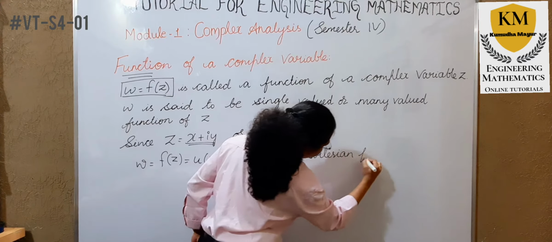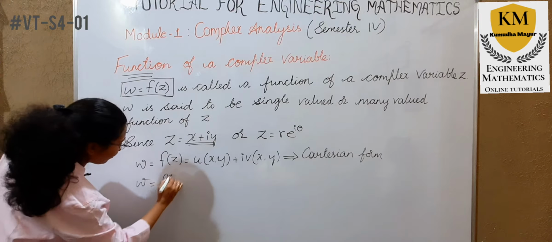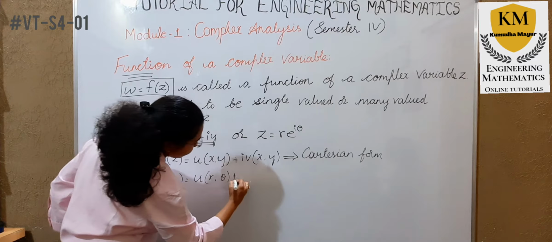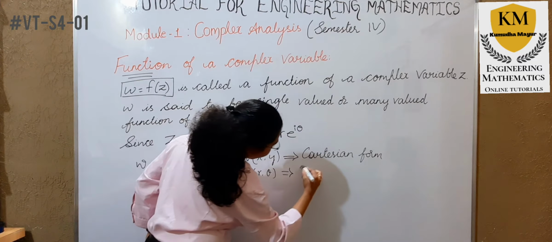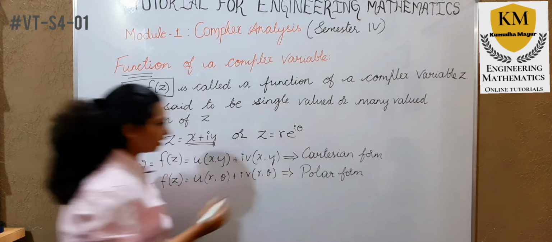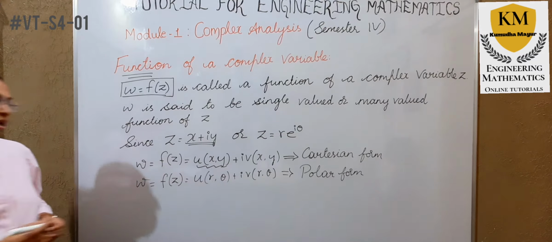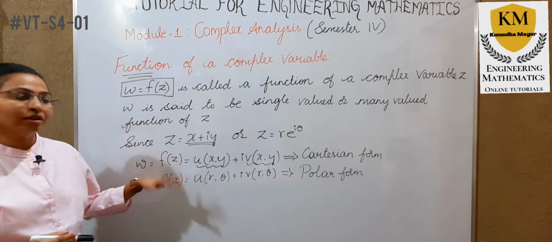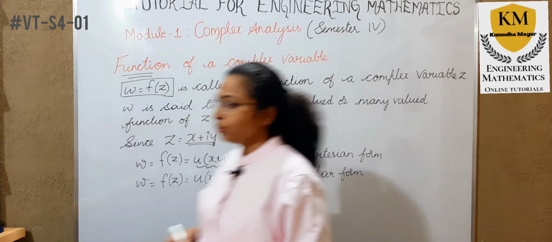Cartesian form, and w is equal to f of z equals u of r comma theta plus i v of r comma theta, that defines polar form. Please, you should remember that this part explains the real part and this is the imaginary part. So we also learned i square is equal to -1, i is equal to square root of -1.